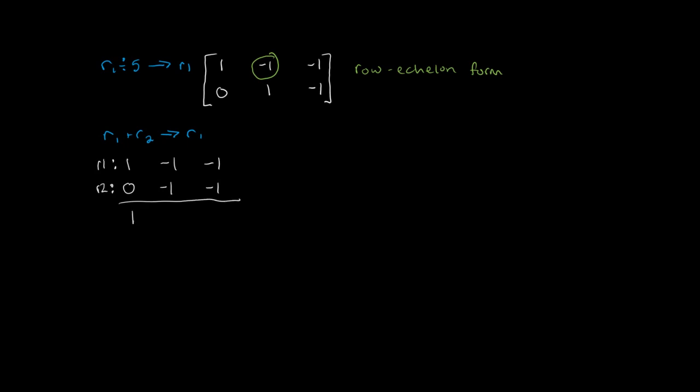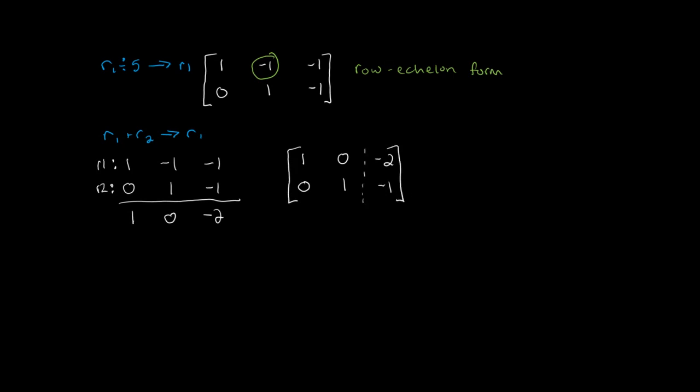and when you add it, you get 1. Oops, it'd help if I copied down the row correctly. Negative 1 plus 1 is 0. Negative 1 plus negative 1 is negative 2. And so now row 1 is going to be 1, 0, negative 2. We have 0, 1, negative 1.